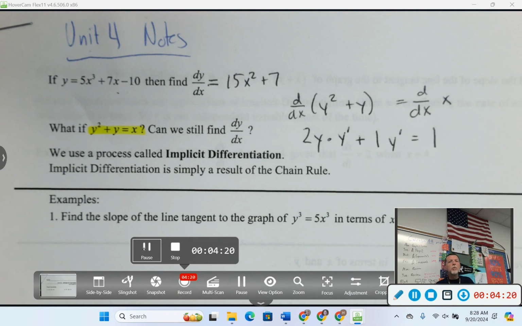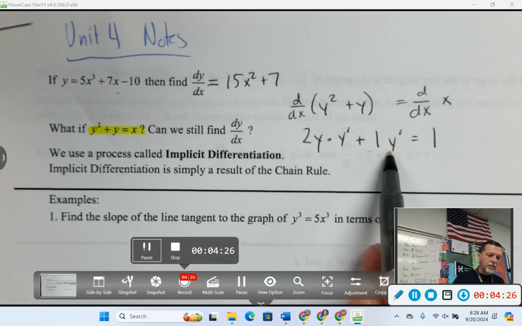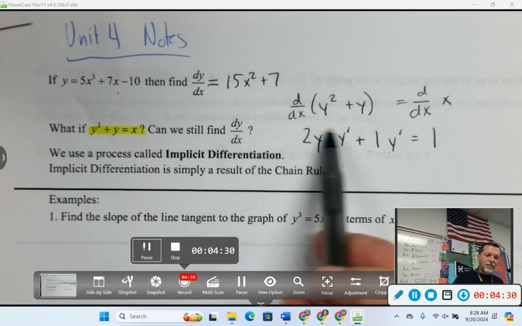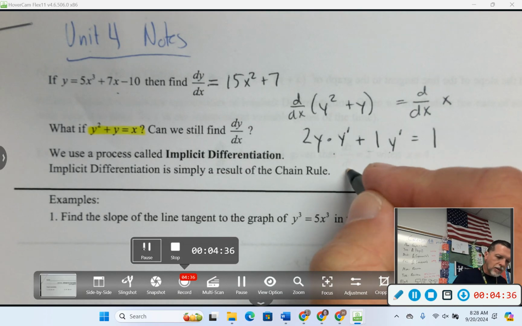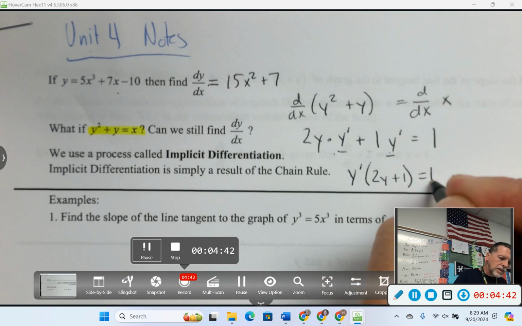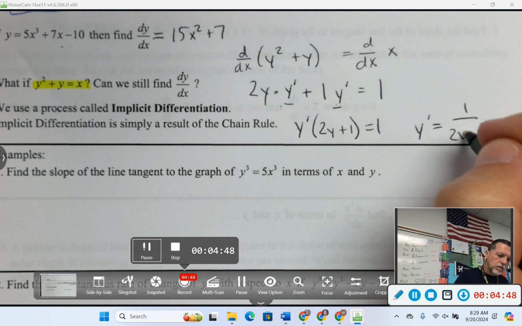So the rules are, there's not a new rule today, it's just there's some extra algebra involved, because now we're going to factor out the y prime. Again, it just looks weird. You've done it before, but you've not done it with y's. Let's go ahead and finish this problem off. So I can factor out the y prime. 2y plus 1 equals 1. So y prime equals 1 over 2y plus 1.